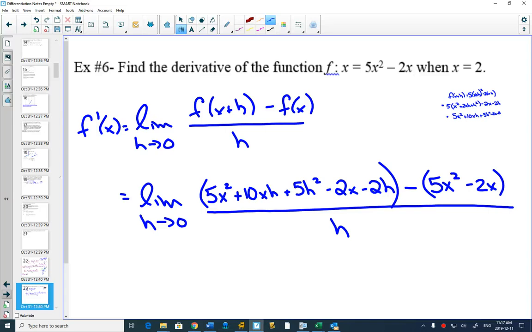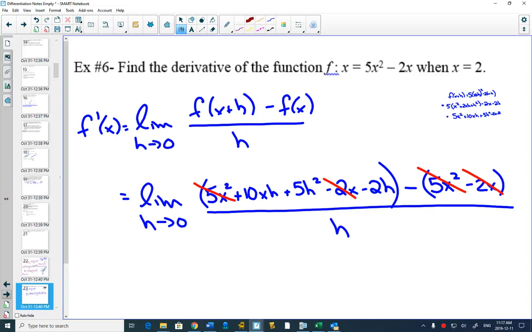Every single time you use the definition of the derivative, nice things start to simplify. Can you see that the 5x squared and minus the 5x squared will go away? That minus 2x minus a negative 2x will be plus 2x and would go away. And what are we left with? 10xh plus 5h squared minus 2h. Another nice thing that happens is what you're left with all has an h.